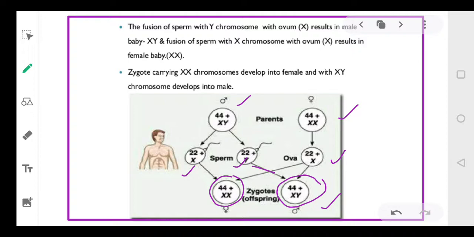Okay, so the male produces two types of sperms, while the female only produces one type of gamete. So which sperm fuses with the egg will decide the sex of the child. If a sperm having the Y chromosome fuses, then surely it will be a male child. And if the sperm having the X chromosome fuses with the egg, then it is a female child. So the condition in our society where females are blamed for having a girl child is not right. Rather, the male should be blamed for having a female child. Right, everyone? There is equal probability of a male and a female child.